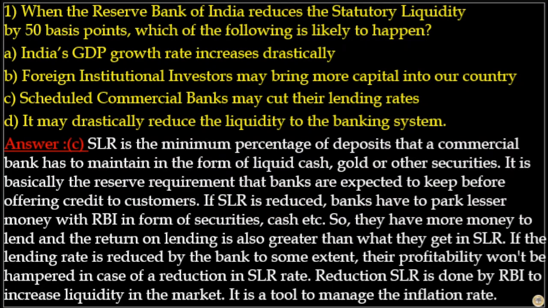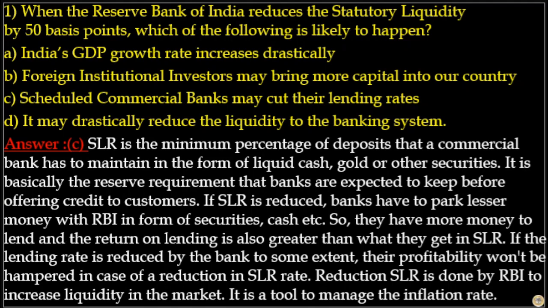Statutory liquidity ratio is the minimum percentage of deposits that a commercial bank has to maintain in the form of liquid cash, gold or other securities. That is basically the reserve requirement that banks are expected to keep before offering credit to customers. If SLR is reduced, banks have to part with lesser money with RBI in the form of securities, cash, etc. So they have more money to lend, and the return on lending is also greater than what they get in SLR. If the lending rate is reduced by the bank to some extent, their profitability won't be hampered in case of reduction in SLR rate.